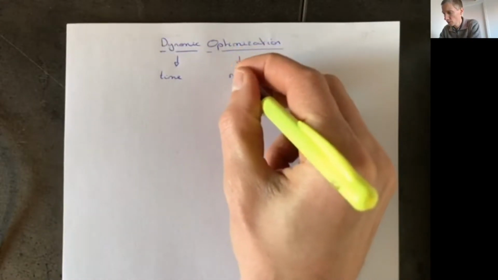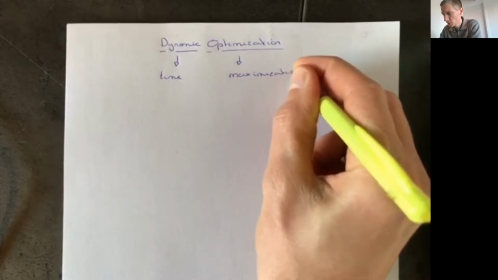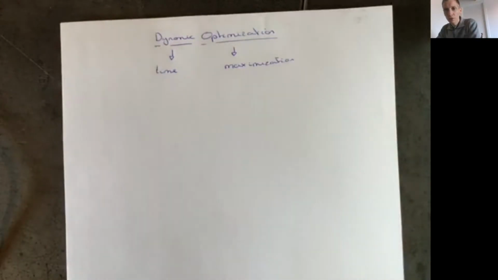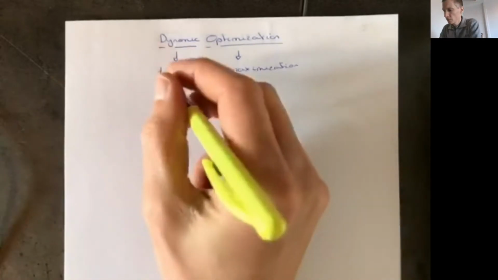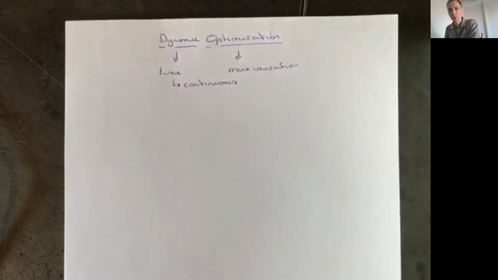In general, we're going to look at maximization, but you can also look at minimization problems. This is also part of dynamic optimization. So when relating to time, there exist two kinds of dynamic optimization problems. The first one treats time as being something that's continuous. This means that time is some element in the real numbers. So you have 1, 1.5, 1.2, right? So time progresses in a continuous fashion.